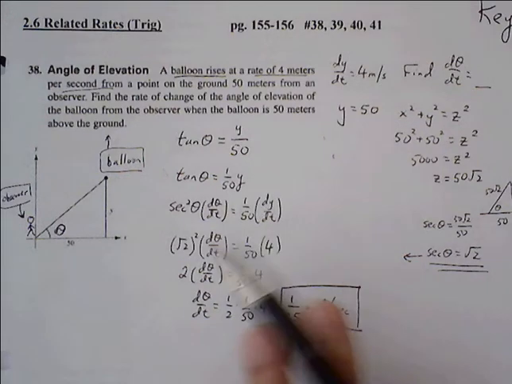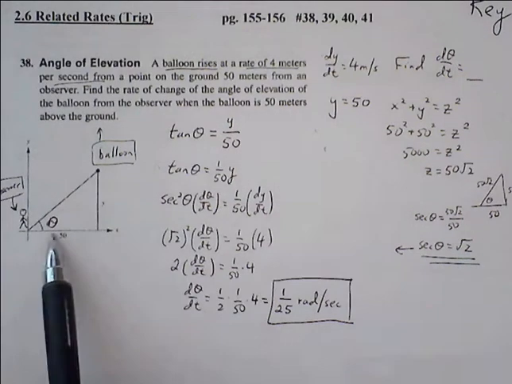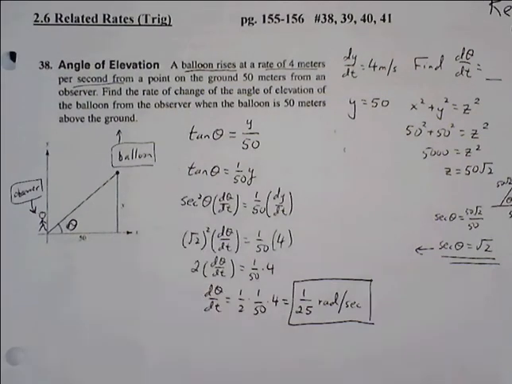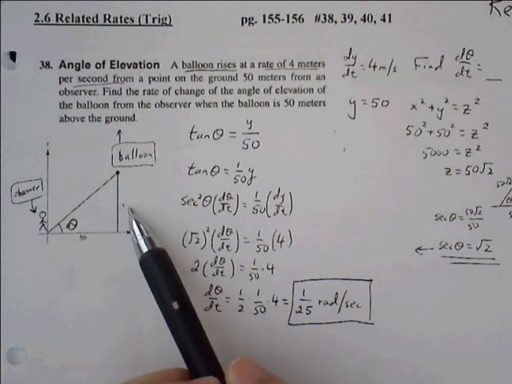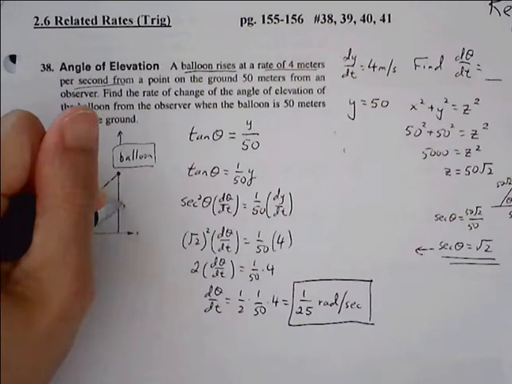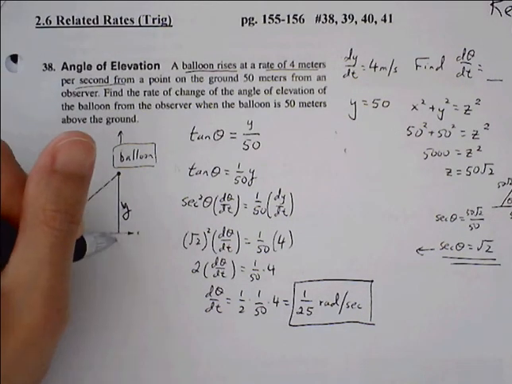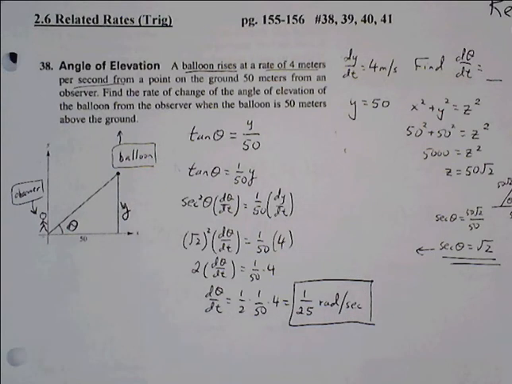So let's list out some information that we do know. Balloon rises at a rate of 4 meters per second. This triangle represents the information that we're going to be using, with the vertical height representing the height of the balloon, so we can call that y. The horizontal distance between where the balloon started to rise and the observer is 50 meters, and then theta is the angle of elevation to the balloon for the observer.